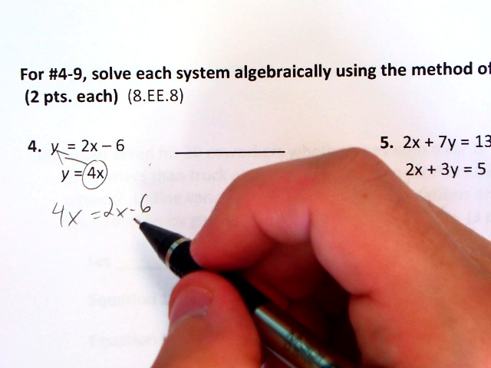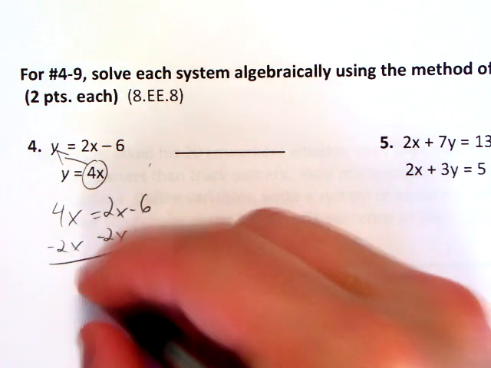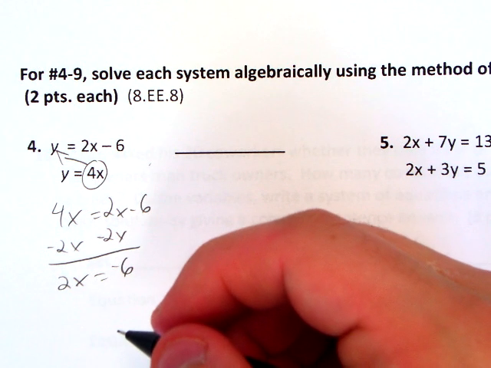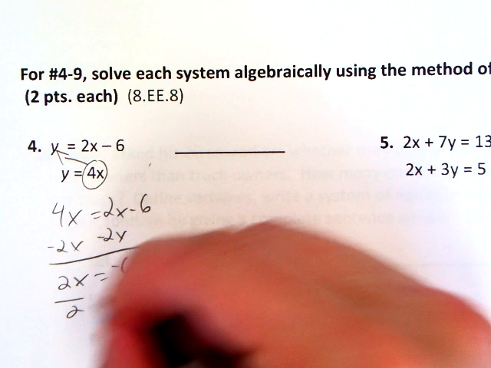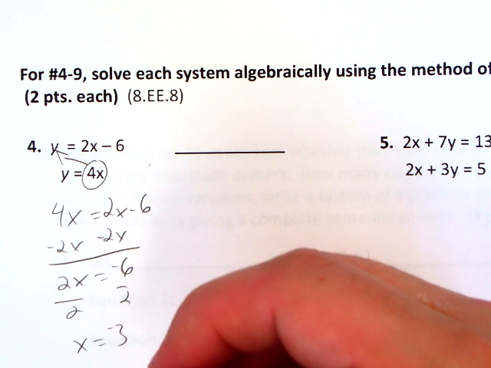I then want to get all of my variable terms on one side, so I'm going to subtract 2x from both sides. So I get 2x equals negative 6. To solve for x, I divide both sides by 2. And I get x equals negative 3.